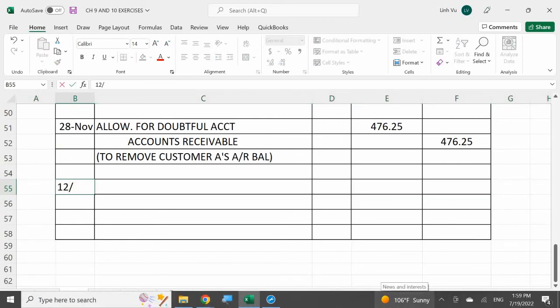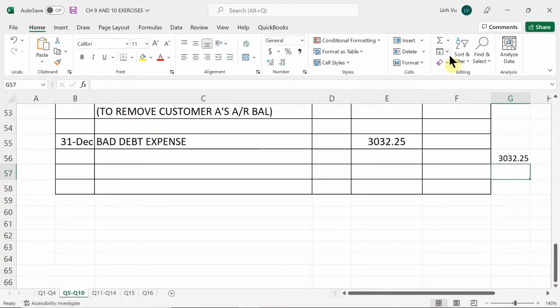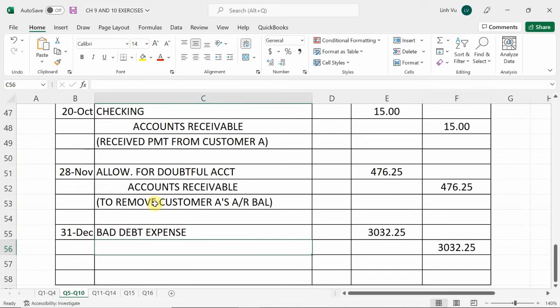So it's December 31st, right? We need to do a bad debt expense. Okay. You said we're gonna take the $476.25 plus the $2,556. Yes. Okay, so you should get $3,032.25. Yeah. Okay, and you're gonna credit the allowance for doubtful accounts. Yes.